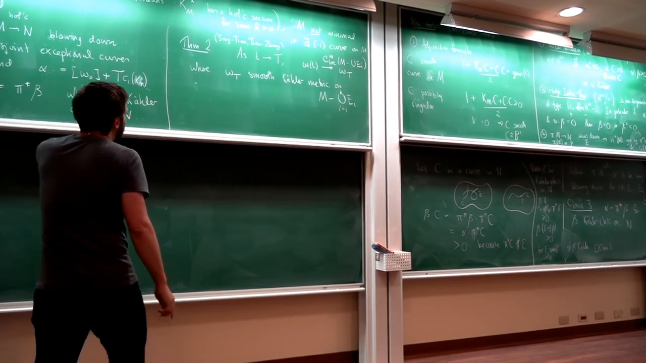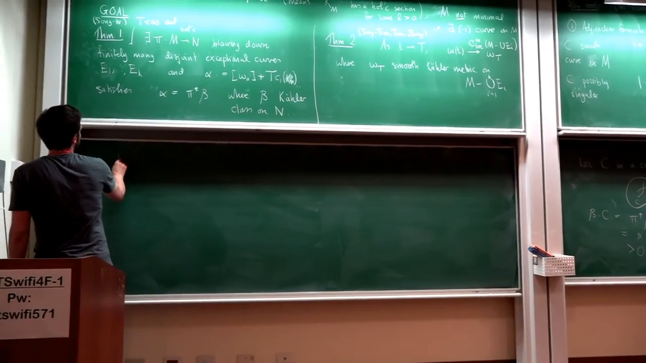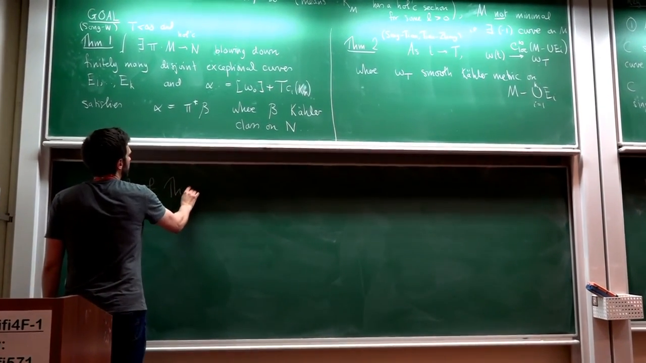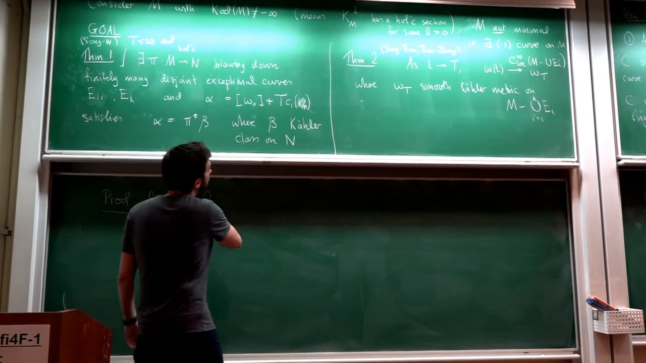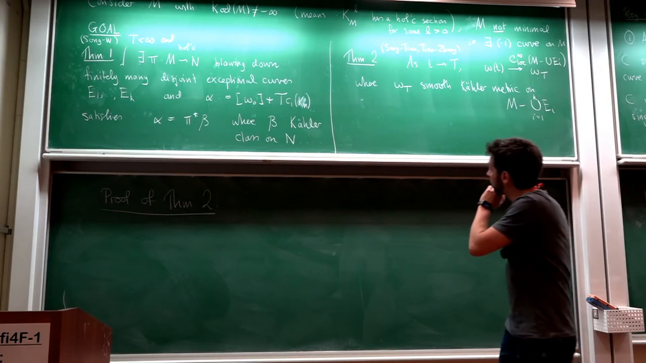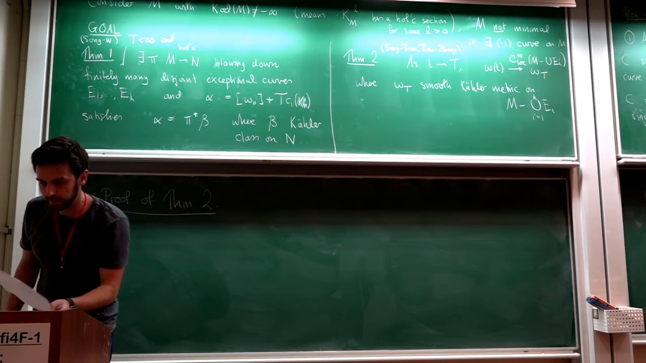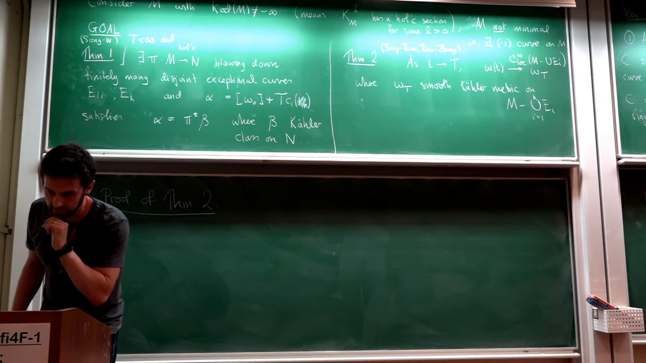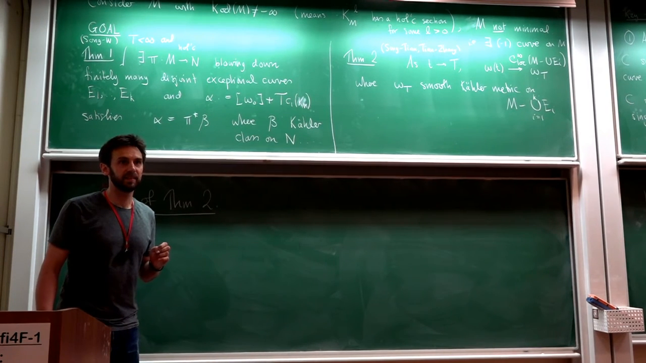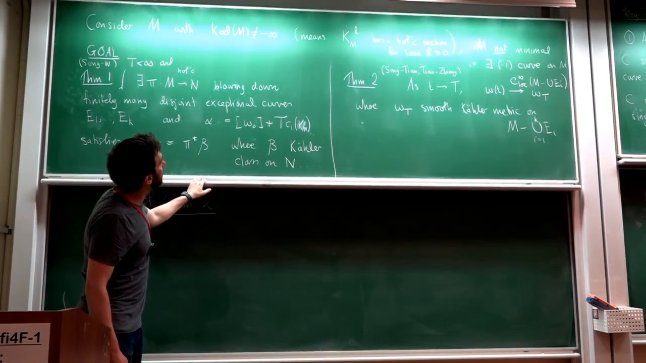So let's go back. Now we're going to actually do some analysis and look at the Kähler-Ricci flow. So, the proof of theorem two. I want to show that now you get the smooth convergence. Yeah, the maximal existence time, yes.